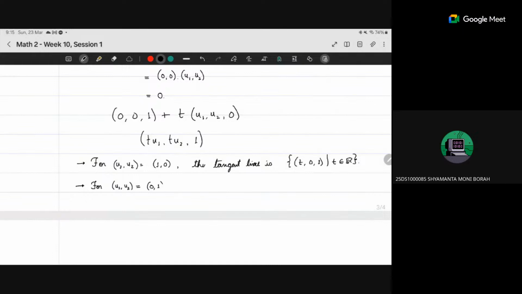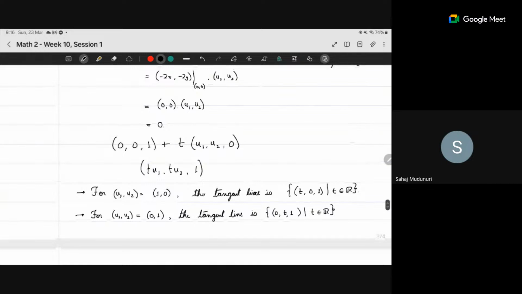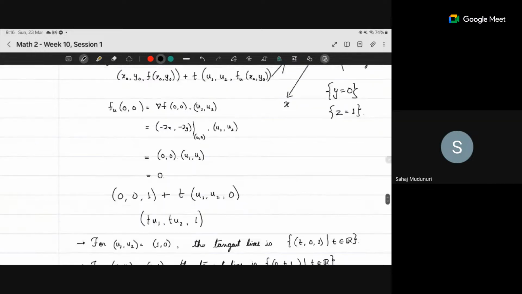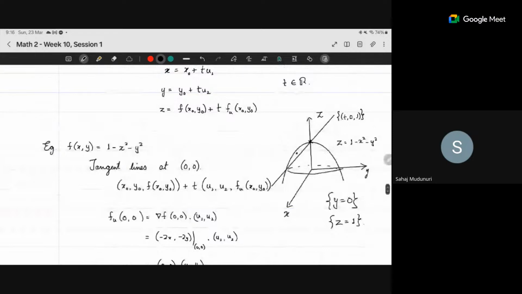What happens if u1, u2 is 0, 1? I'll get another tangent line, but the tangent line in this case... can someone give me the expression for the tangent line? 0T1. And can you explain what that is? Line, I think same thing, but it'll be parallel to the y-axis. Sorry, the 0T1, xy plane. You shift it 90 degrees, sir. So kind of like that, it's like this. So it has to pass through this line.